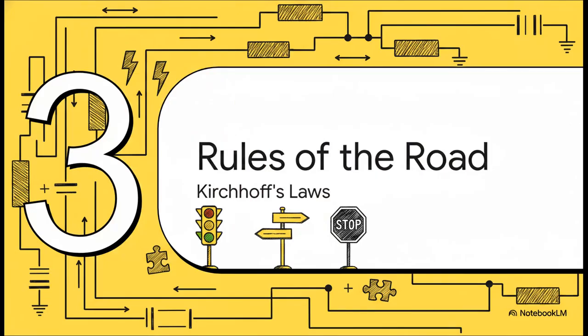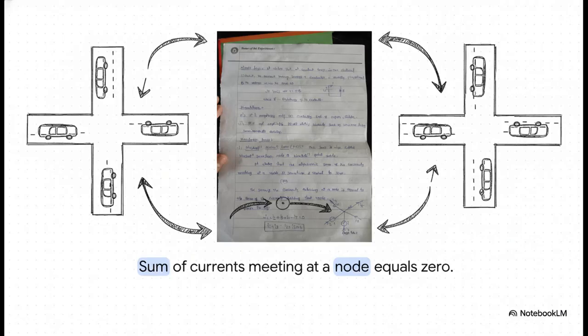Let's introduce Kirchhoff's laws. So we have our moving forces and our puzzle pieces. Now what actually happens when we connect them all together? Well, we need some traffic rules. Just picture a perfectly balanced four-way traffic intersection. This perfectly illustrates Kirchhoff's current law, or KCL. It's essentially a junction rule.